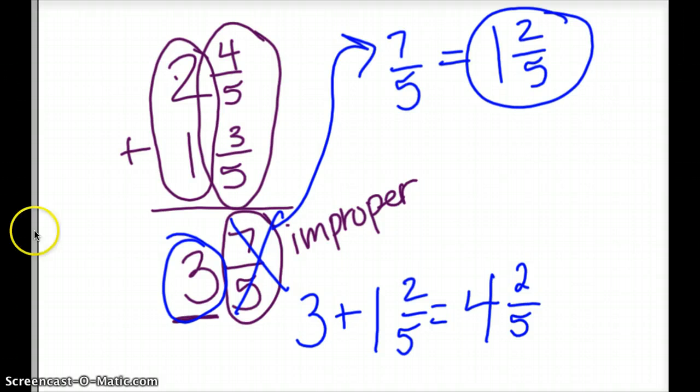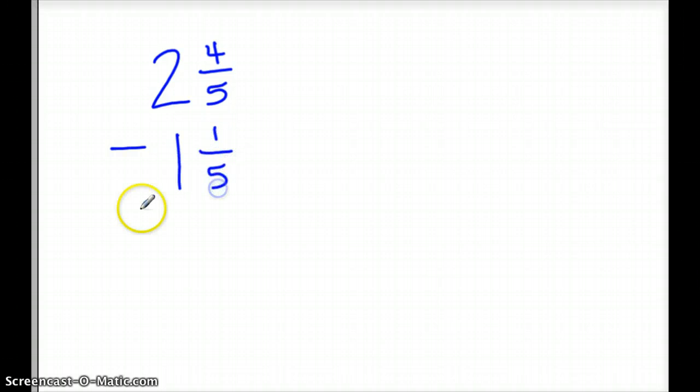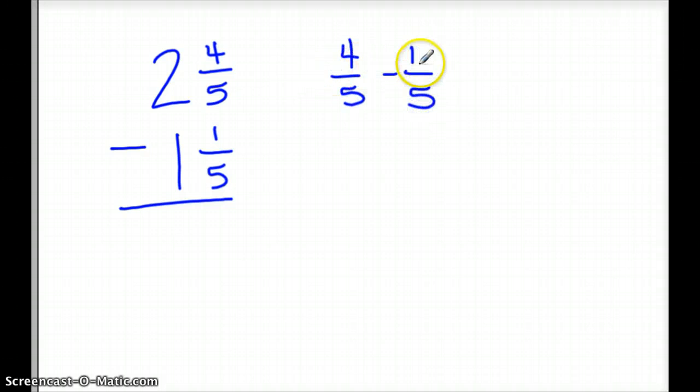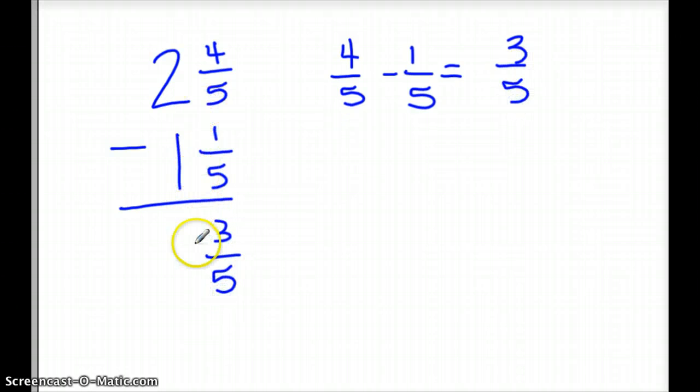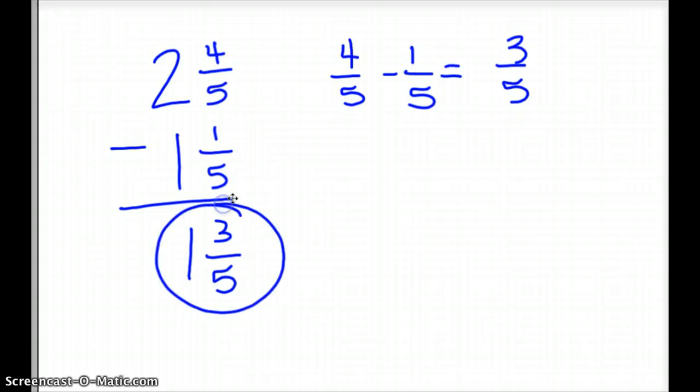Today we're going to learn how to subtract numbers. So if I have the number 2 and 4/5 minus 1 and 1/5, this is easy because I have 4/5 minus 1/5. 4 is greater than 1, so when I subtract, I get 3/5. And 2 minus 1 is 1, so I have 1 and 3/5. Okay, I have no improper fractions. This one is completed.